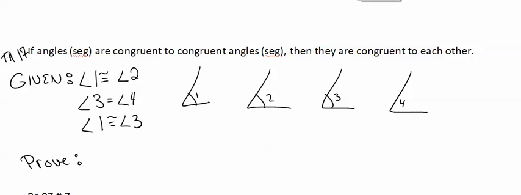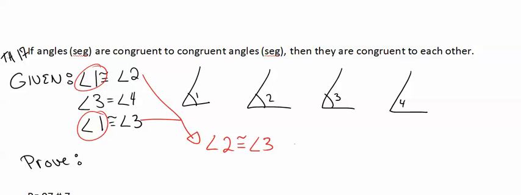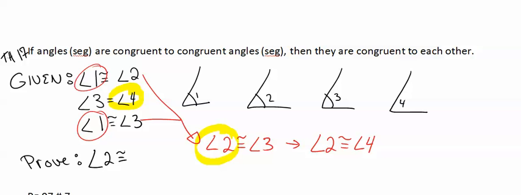And what can you prove from this? Through a series of substitutions, you can prove the following. Substituting in for 1, you can prove that angle 2 is congruent to angle 3. And from there, you can do another substitution that angle 4 and angle 2 will be congruent to each other, substituting in with angle 4. So again, through a series of substitutions, we can prove that angle 2 is congruent to angle 4.